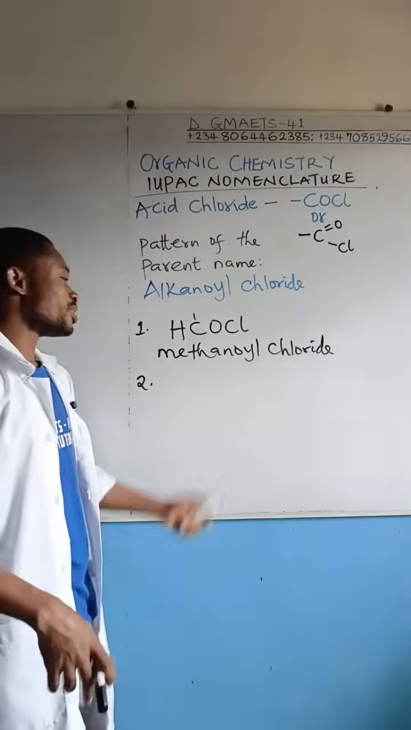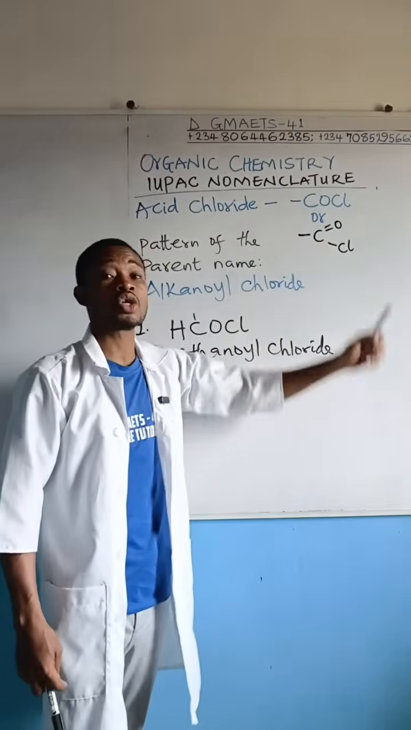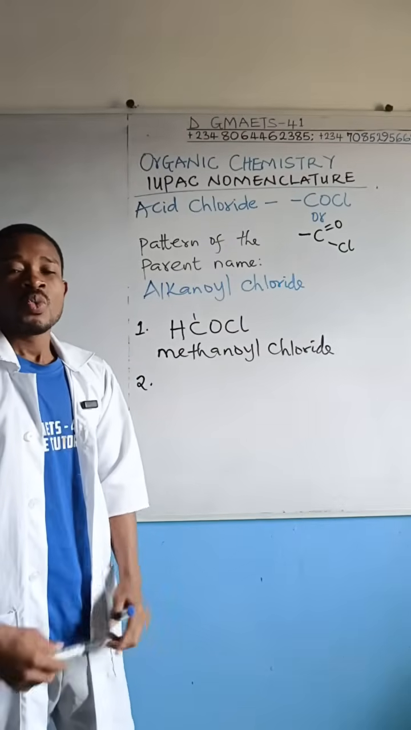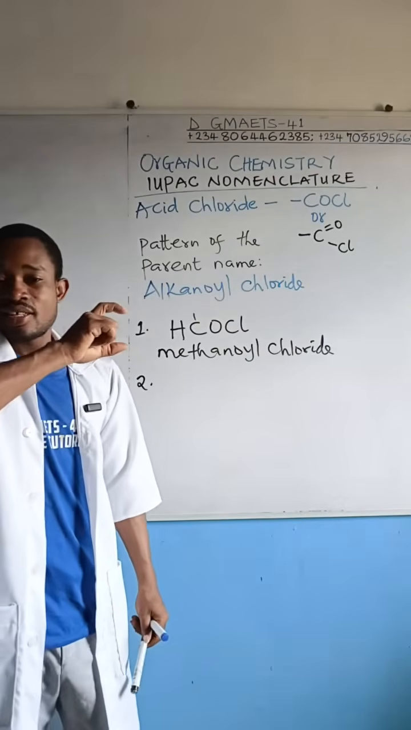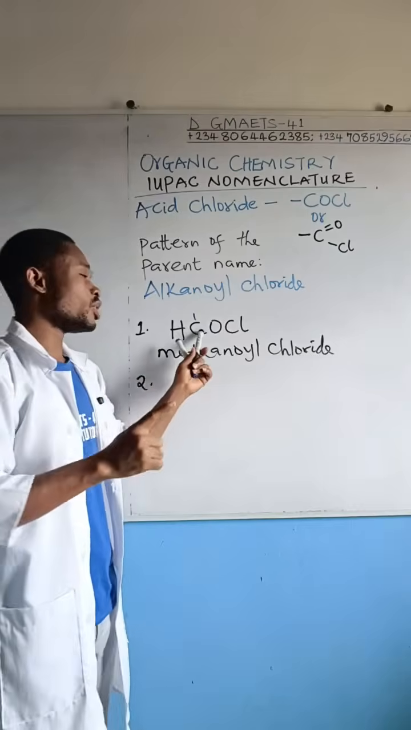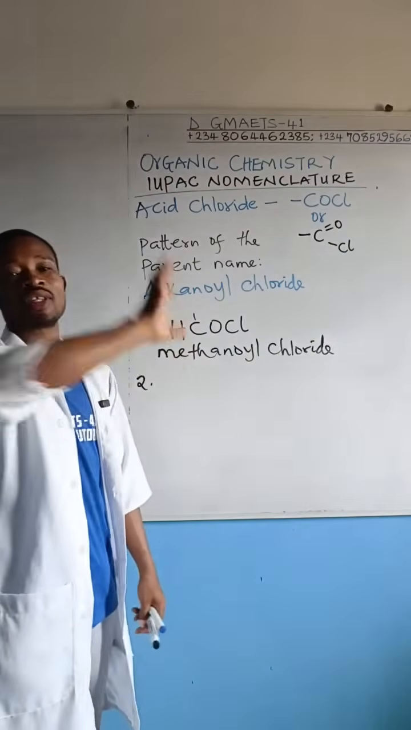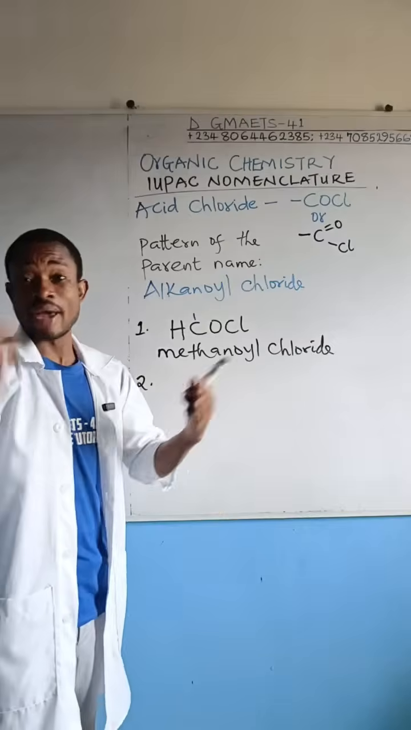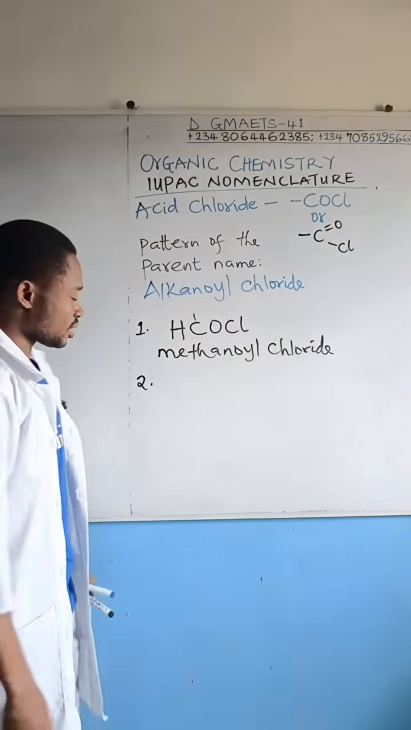And that's why I told you, this COCl functional group is also a terminal functional group. Whenever you see it in a structure, that carbon will always be carbon number one. Every other functional group will be taken as an attachment.